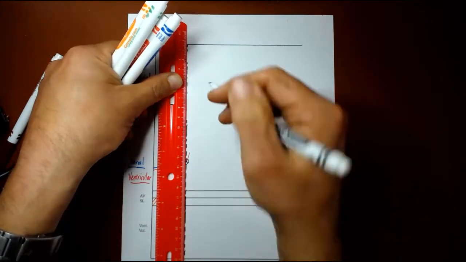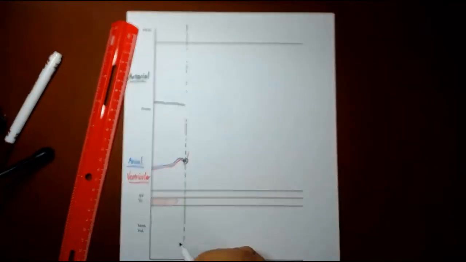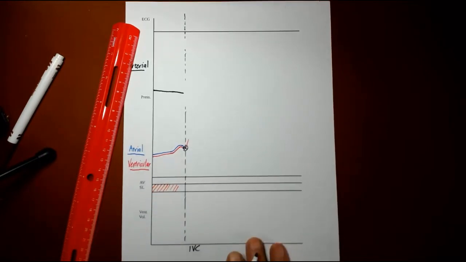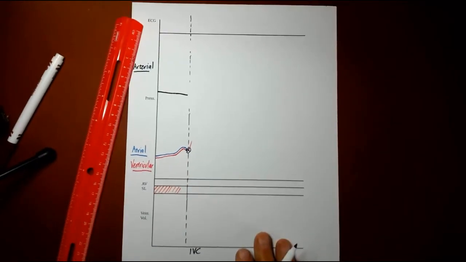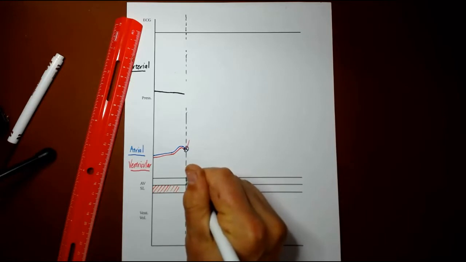I'm going to have that go all the way up and down my Wiggers diagram. Down here I'm going to note that this is where isovolumic ventricular contraction begins. I'm just putting an IVC down here. Now, at that point, ventricular pressure starts to rise quickly. That's also the point where the AV valves close. So I can start shading them in here.